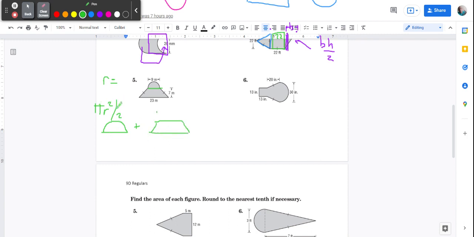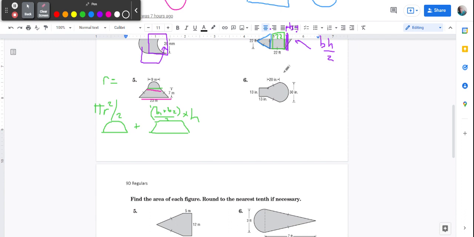And our trapezoid is our base 1 plus base 2 divided by 2 times the height. So we should have the two bases of our trapezoid here and here because the trapezoid bases are parallel to each other. And of course, this will be our height.